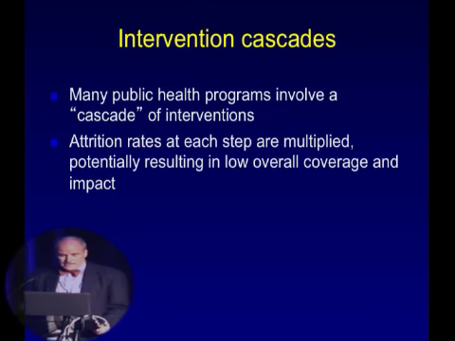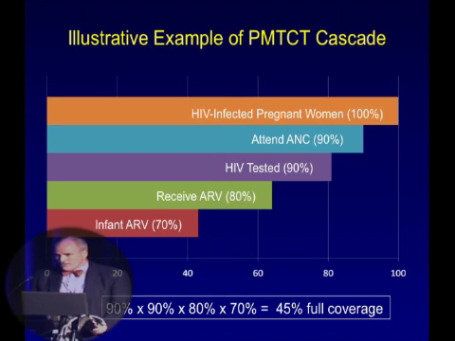I think we're all familiar with many public health programs involving a cascade of interventions, and we've seen that the attrition rates at each of the steps are multiplied and so result in potentially low overall rates of coverage and impact. Most of us are familiar with the PMTCT example. I apologize if we've all week been used to looking at these bars vertically. You're welcome to lay your head down to the right if you need to get oriented, and I won't think you're asleep.